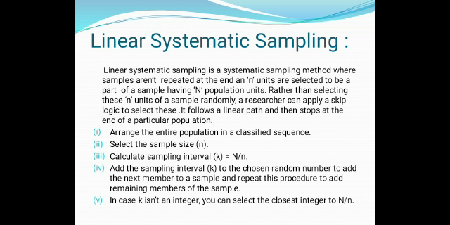First, arrange the entire population in a classified sequence. Second, select the sample size. Third, calculate the sampling interval k equal to capital N by small n. Fourth, add the sampling interval k to the chosen random number to add the next member to the sample, and repeat this procedure to add the remaining members of the sample. Fifth, in case k is not an integer, you can select the closest integer to capital N by small n.